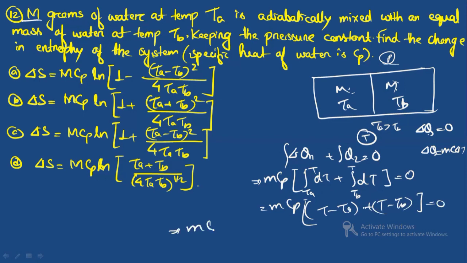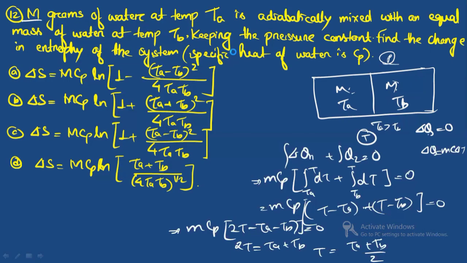So from here you will get mCp times 2T minus Ta minus Tb, equal to 0. That means 2T is equal to Ta plus Tb, and the equilibrium temperature T will be Ta plus Tb by 2. Okay, this is what you will get.